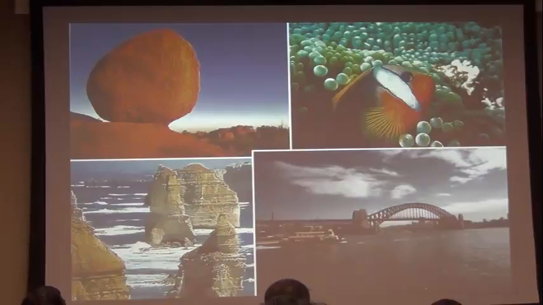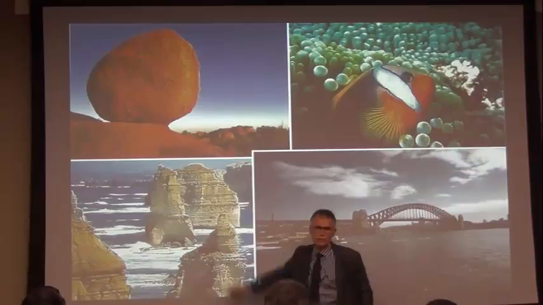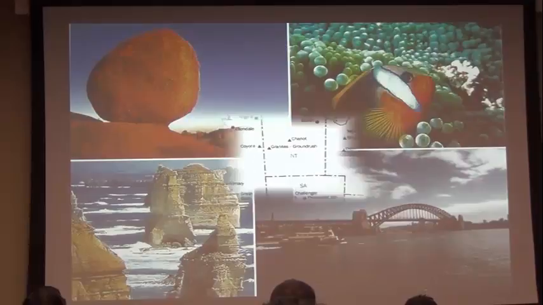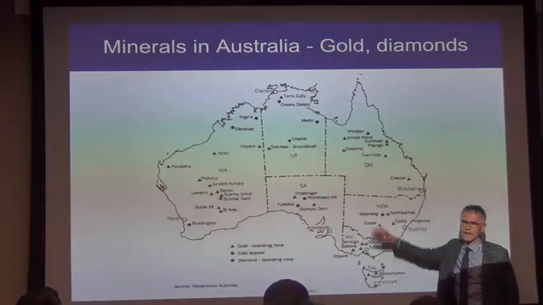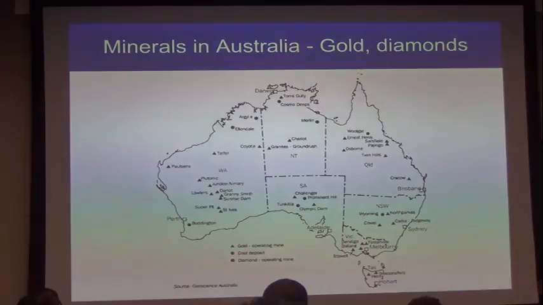Here are some images around Australia. So we have the central part of Australia here. This is the Great Barrier Reef, the Sydney Harbour Bridge, and the Twelve Apostles, which is on the southern part of Australia. What you may not realise, or you may, is that it is very valuable in minerals. So not only above the ground, but below the ground, it's very significant.